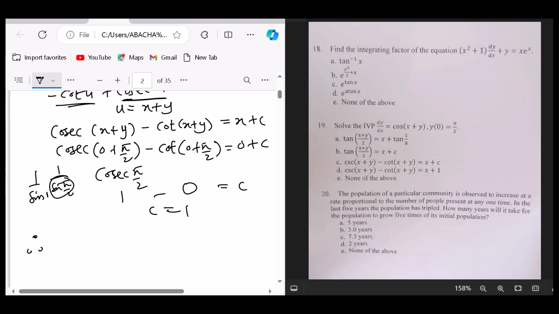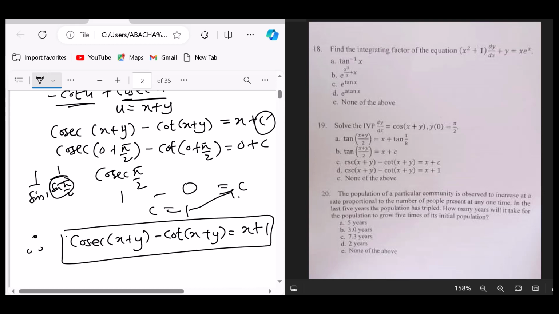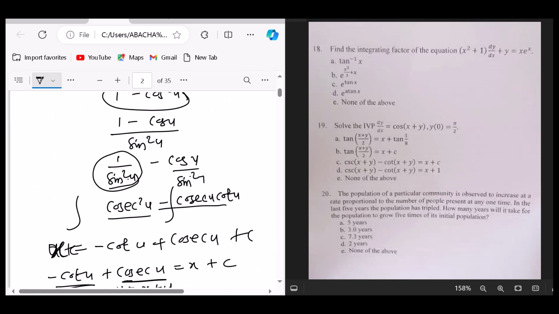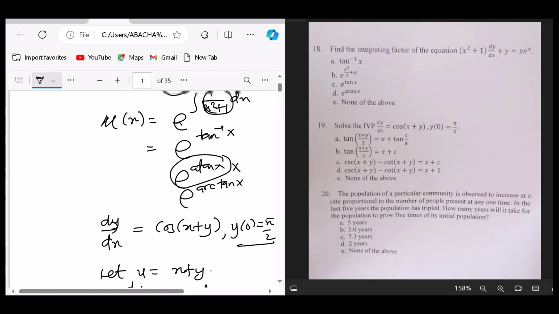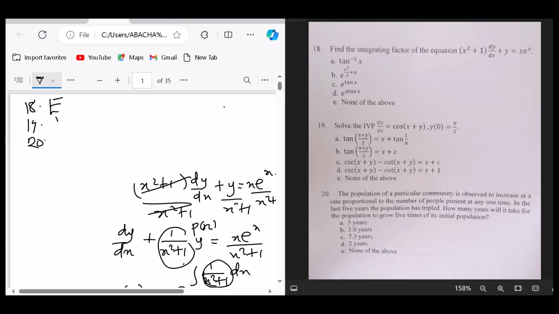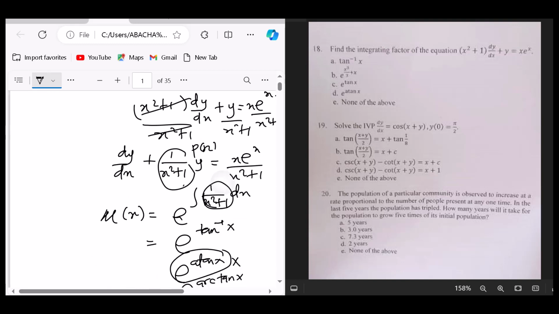So therefore we can say that we have cosec of x plus y minus cot of x plus y equals x plus 1, because our c is now 1. So this is our answer from that question, and that's 19. So the answer there is D. Okay, so 19, D. So we look at 20.